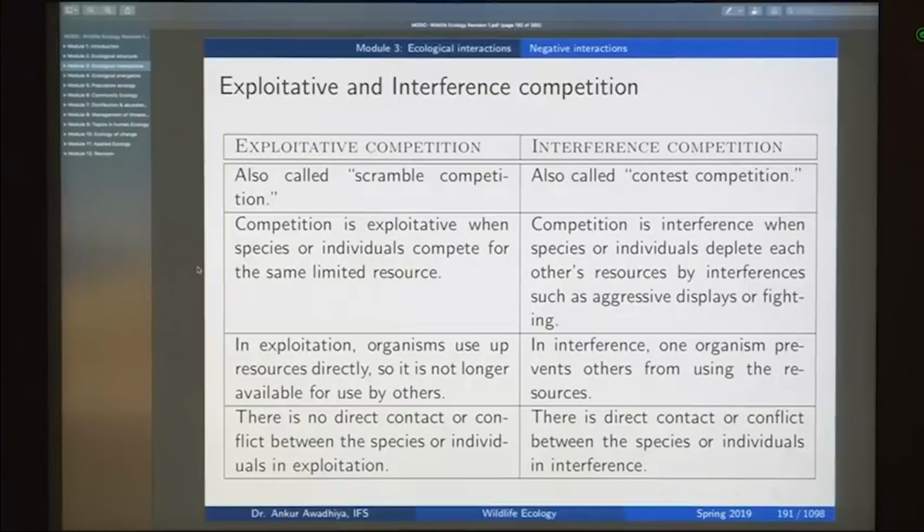So, in the case of interference competition, the individuals are not using up the same resource, but even if they are not using it, they are not allowing anybody else to use it at the same time. So, in exploitation, organisms use up the resources directly so that it is no longer available for use by others. In the case of interference, one organism prevents others from using the resources. So, it is not using it, but it is not allowing others to use it. In the case of exploitative competition, there is often no direct contact or conflict between the species or individuals. And in the case of interference competition, there is a direct contact or conflict between the species or the individuals.